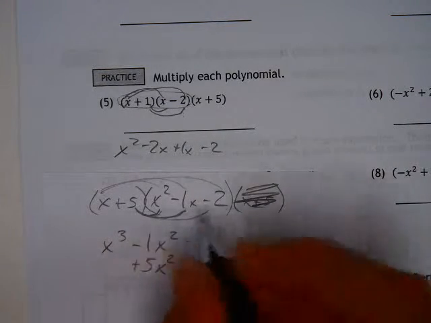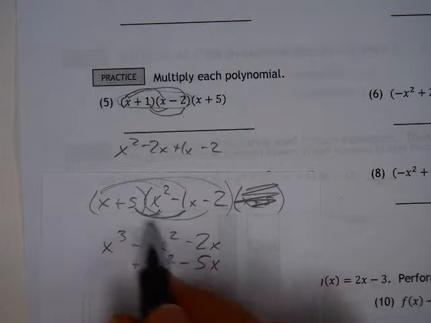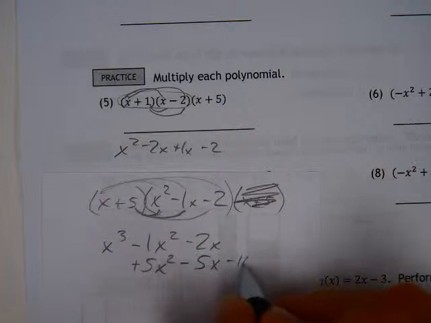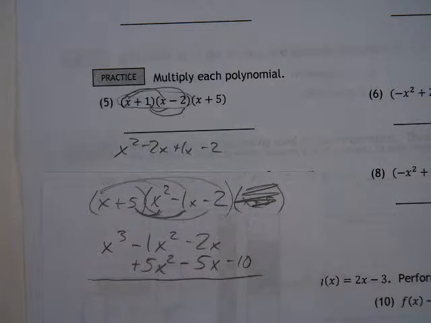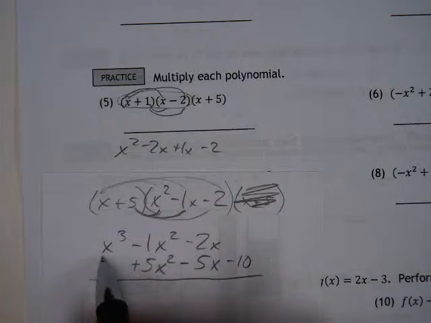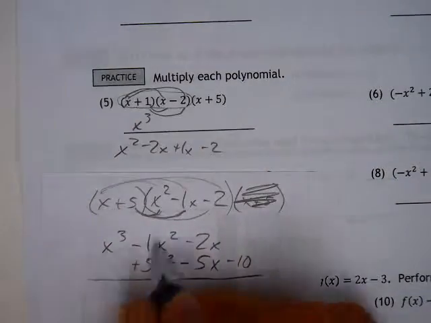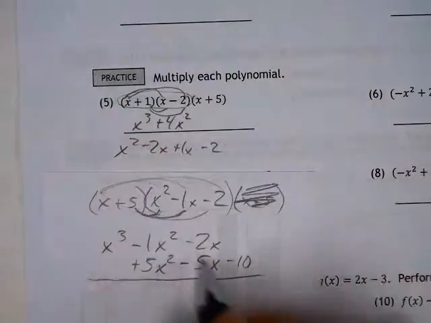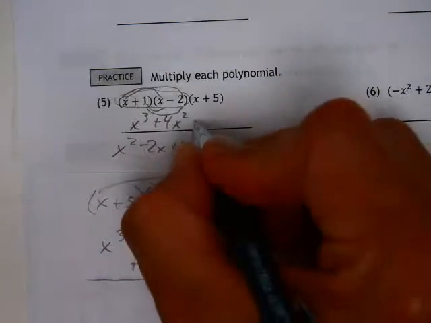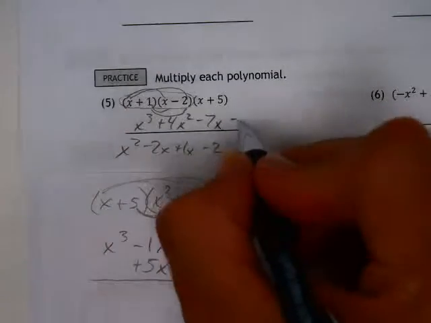This 5 times the negative 1, that's a negative 5x. And then the 5 times the negative 2 gives you a negative 10. Now that doesn't line up with anything, but there's no like term where you have the two constants, just like there's no other x cubed. So when we add these together, we get our x cubed, which is just by itself. This 5 minus 1 is a plus 4x squared. These are both minuses, so we're adding two negatives to get negative 7x. And then finally, we have our minus 10 at the end.